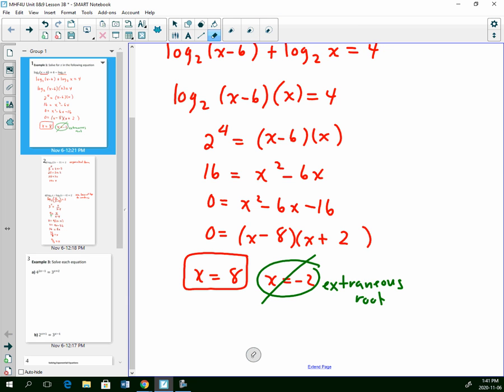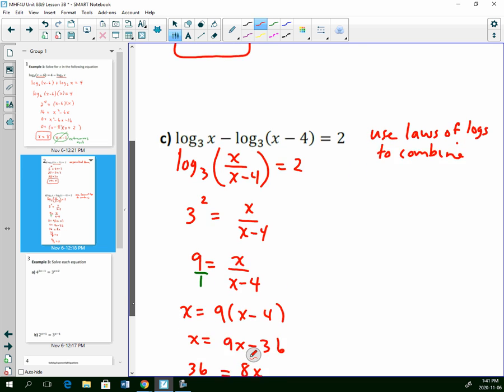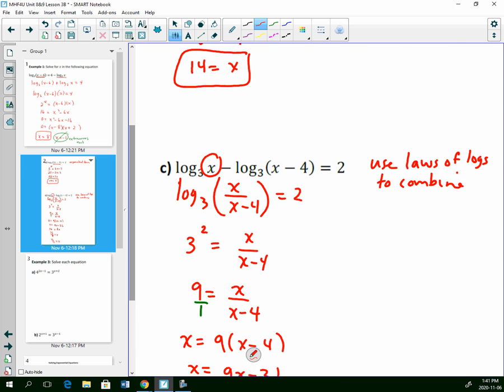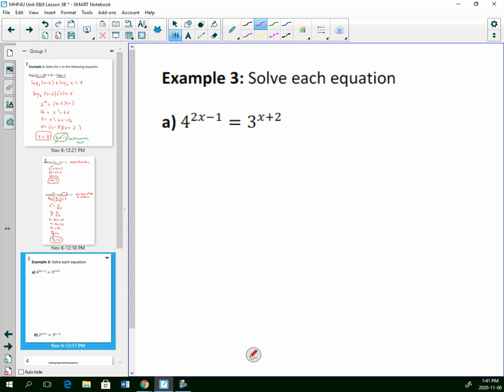Now let's go back to the last question. Our answer was 14. 2 times 14 minus 3 is a positive result, so that's okay. In this case, we got 9 over 2, so it's okay for that. 9 over 2 minus 4 is still a positive result, so that's okay. So this solution is valid as well. Okay, so those are just solving. If it's in log form, put in exponential, use your log laws to combine if you need to, and then just solve.